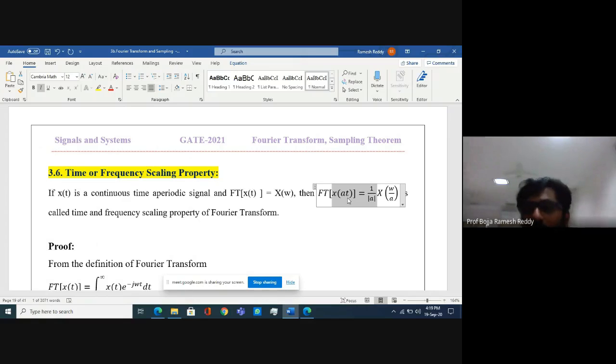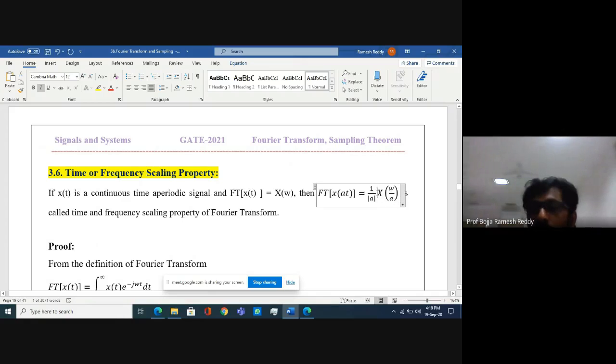In time domain, if it is compressed, then in frequency domain it is expanded. Time and frequency are inversely proportional. Opposite, no. Therefore, if time domain is compressed by a, then here it is divided by a. If it is divided by a, here it is multiplied by a.